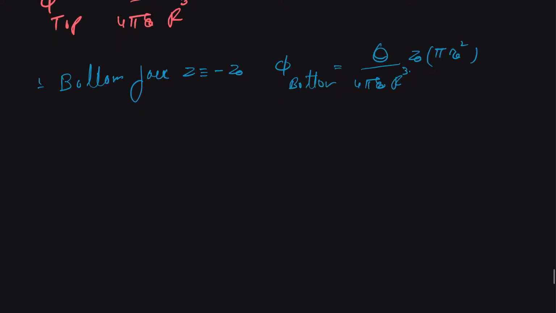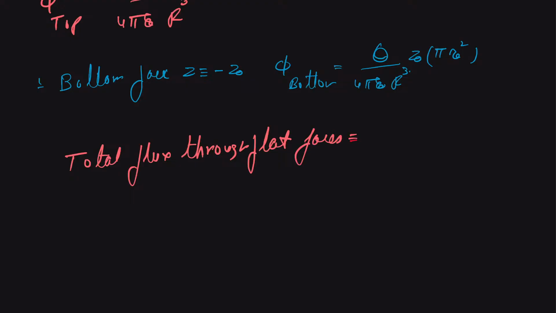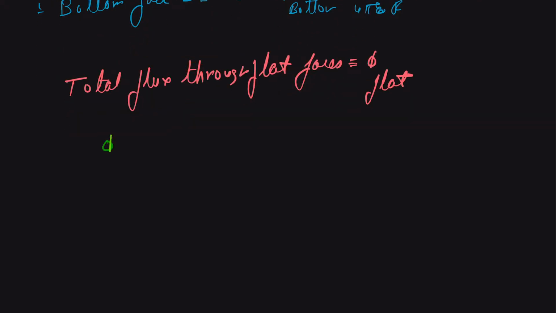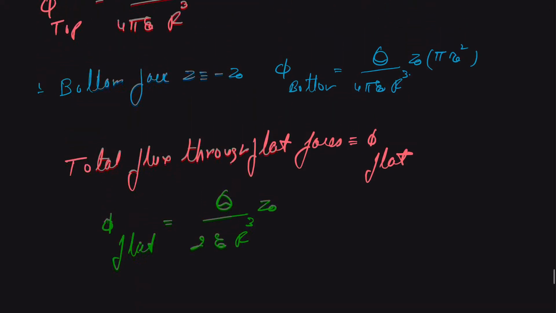So both are the same, so the sign is going to remain the same. Therefore we can write that the total flux through the flat faces, let us call this phi flat, and we get phi flat will be equal to the addition of these two, and this is the same, and it will be coming as q upon 2 epsilon naught r cube and z r naught square.